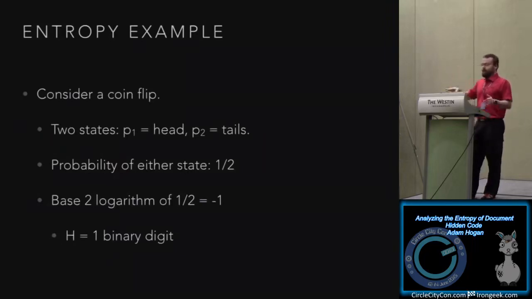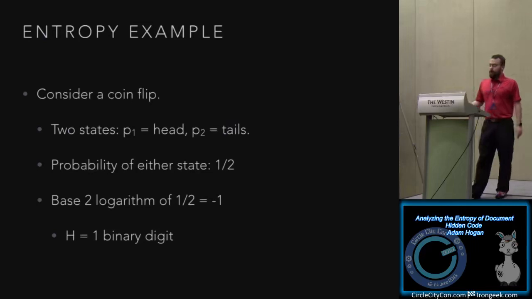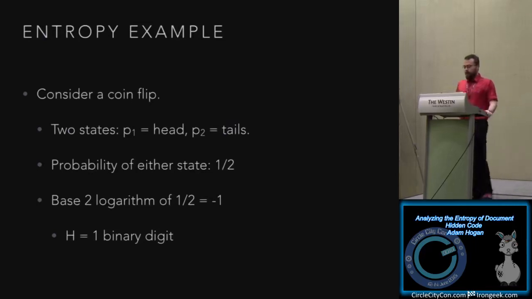And you have two states to that, right? Because we saw we wanted to measure up P sub i. Well, here we have P sub 1 and P sub 2, heads or tails. There are two different states a coin can be in if we're flipping it as a random process. The probability of either state is 1/2, 0.5. The base 2 logarithm of 1/2 is -1, and then we multiply that and sum it up. So we actually get that the entropy of a coin flip is 1 bit of information, right?